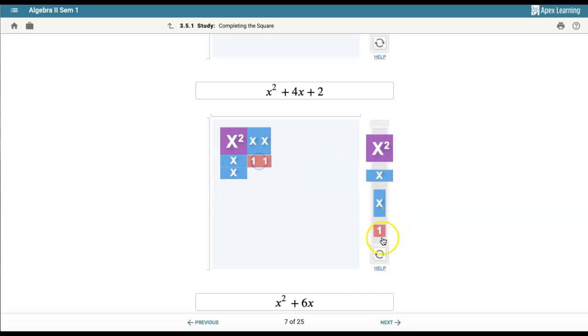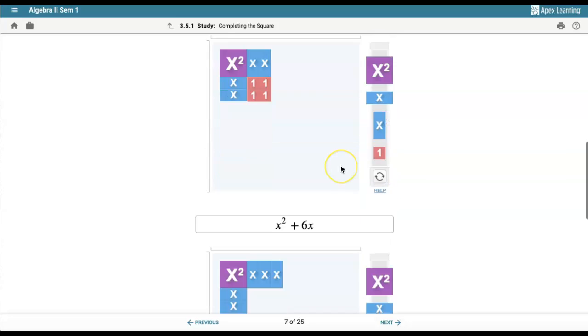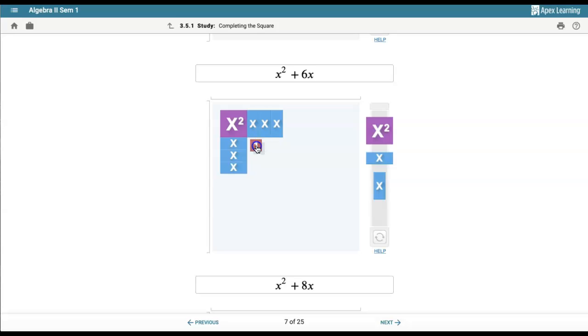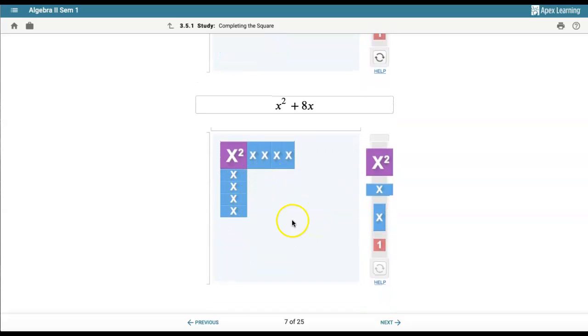1, 2, 3, 4. Okay. So I've got that one. x squared plus 4x plus 4. All right. Same thing. 1, 2, 3. This one's going to end up being 9 again. Okay. All right. And again, some of these get really, really involved. This one is now 16.